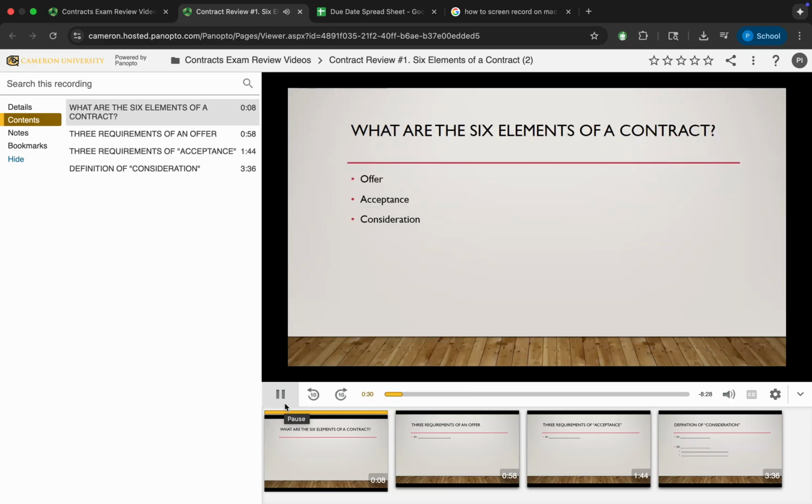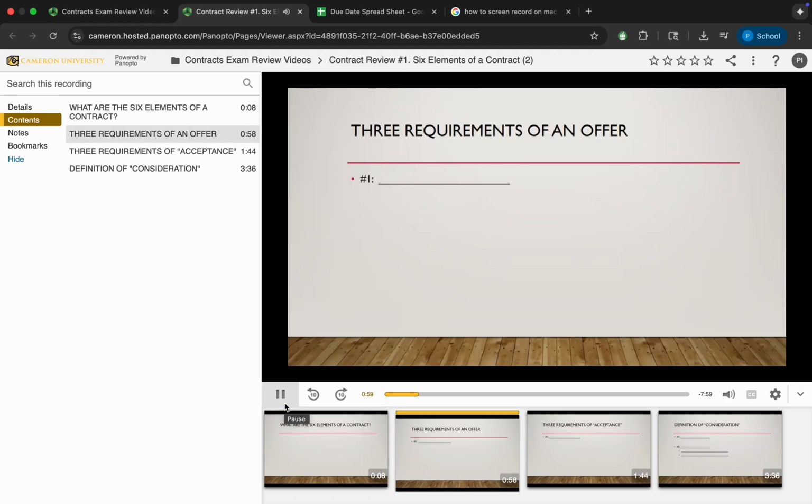The next 3 elements are issues that could negate one or both parties' duty to perform. So in addition to offer, acceptance, and consideration, we also have to show that the parties have capacity. We have to show that the agreement or the subject matter is legal, and we have to show that neither party has any defense to the contract. So we're going to start by reviewing the requirements for an offer.